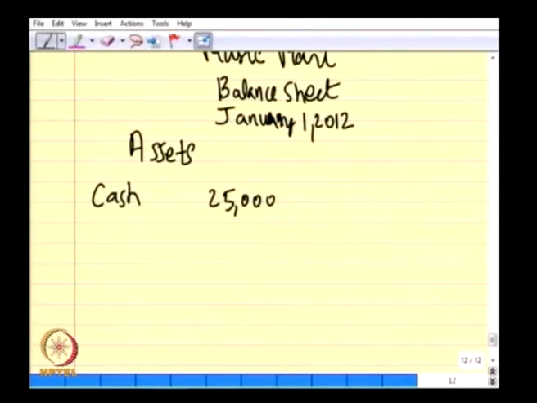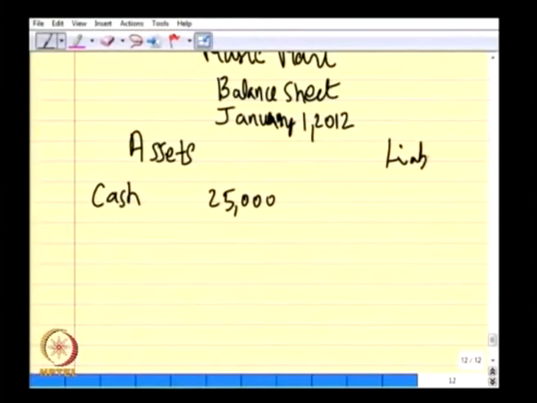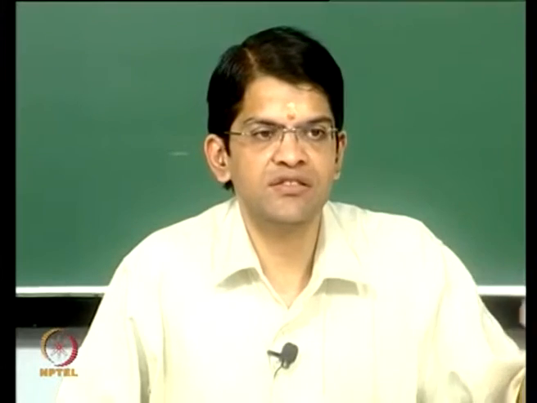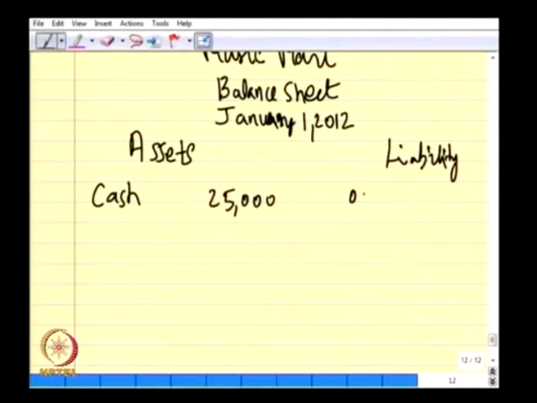Why did I say assets cash 25,000? Because the firm received 25,000 from the owner. So, cash 25,000. What is the resource and claim view of a balance sheet? If you have an asset of 25,000, then there must be a corresponding liability item which has a claim against this asset. Now, in this case, who has a claim against this asset of 25,000? It is the owner. So, where will I record this? Under the liability, the owner's equity section, paid in capital.